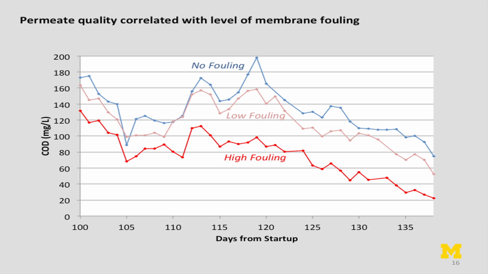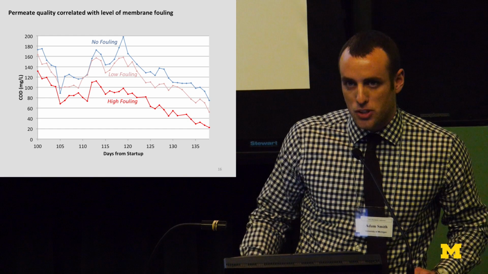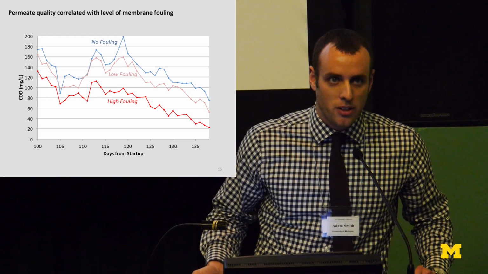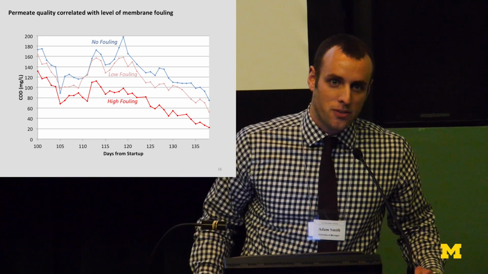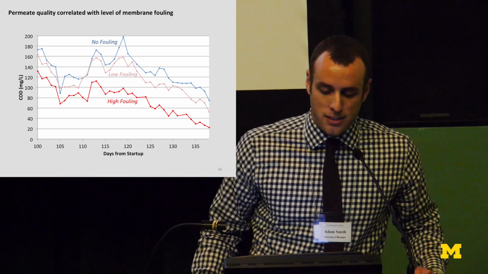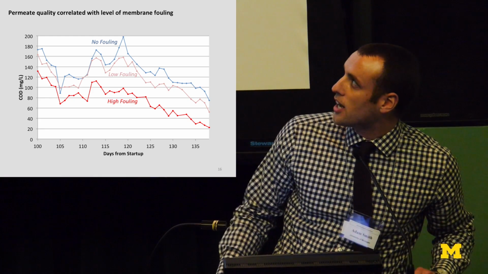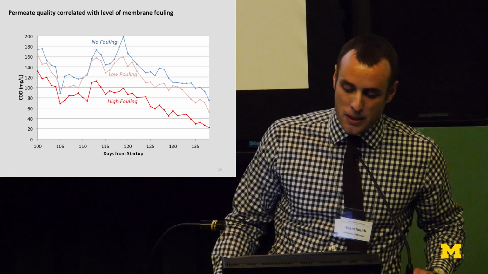This plot shows the permeate quality during these 40 days. You can see on the x-axis starting at 100. I'm not going to show the first 100 days of operation, but during that time we had fairly high effluent COD. So the system wasn't performing very well, and a large portion of that effluent COD was propionate and acetate. So you'll see that we start here with concentrations well over 100 milligrams per liter.